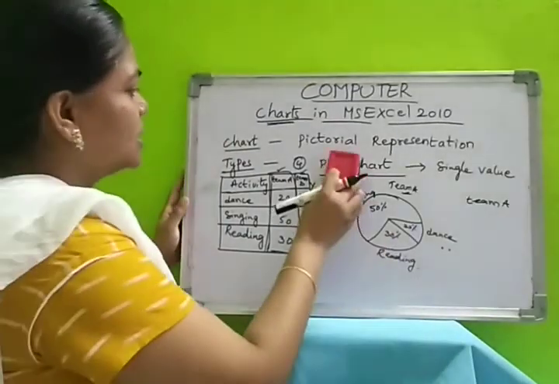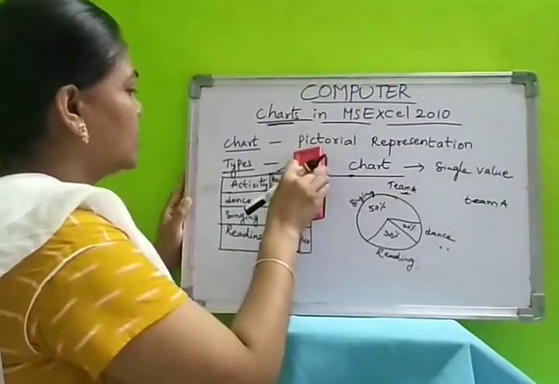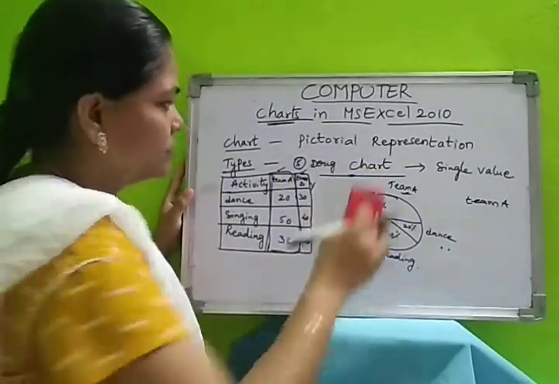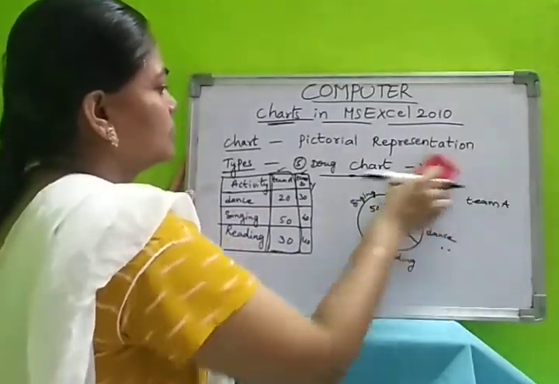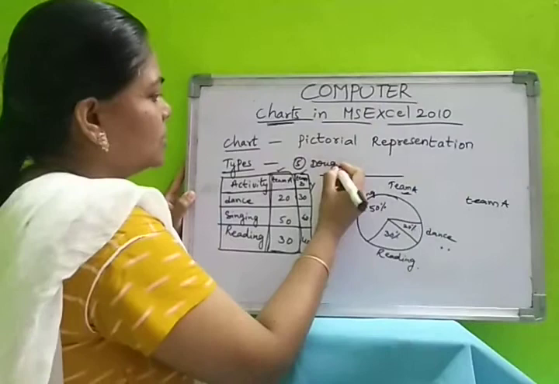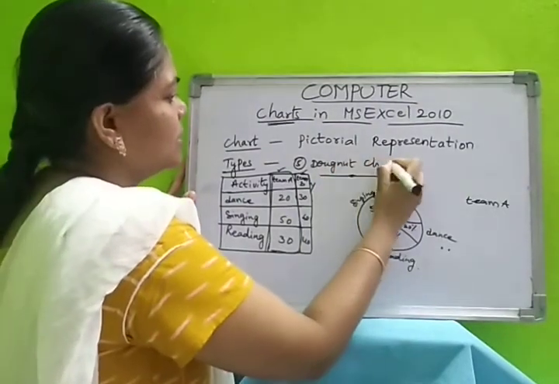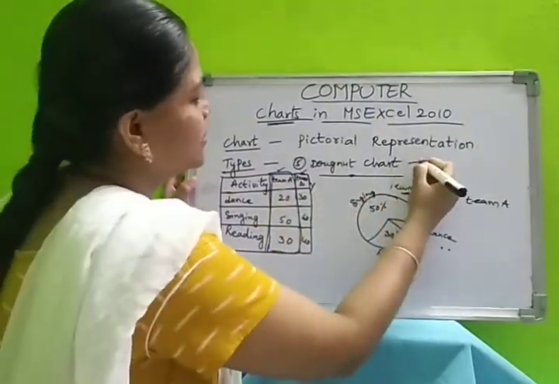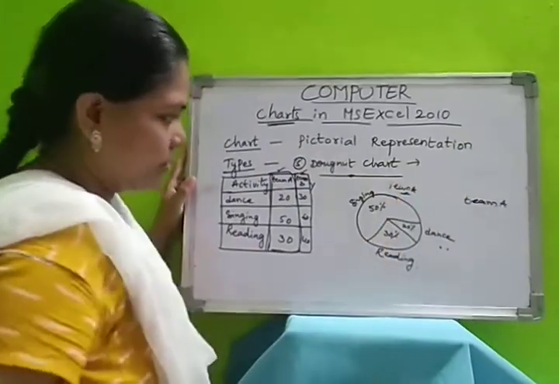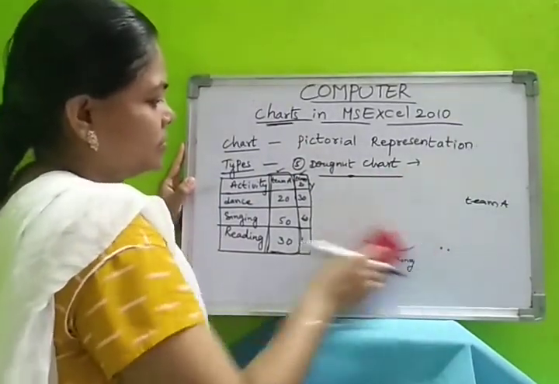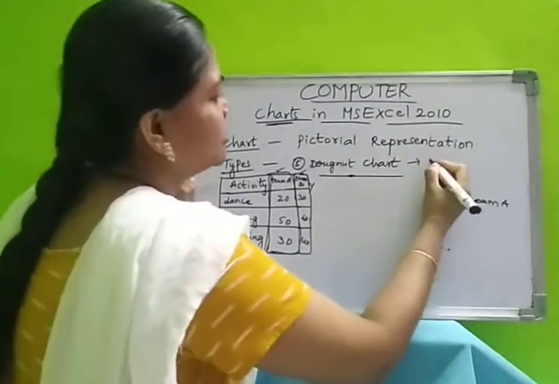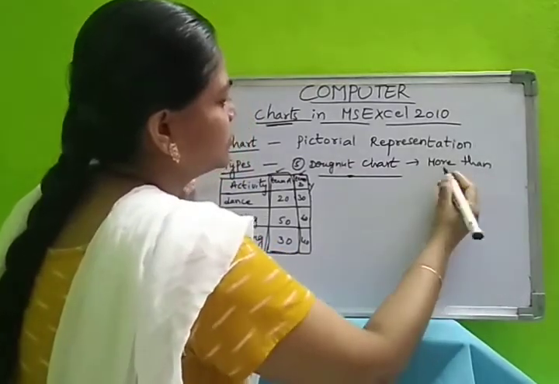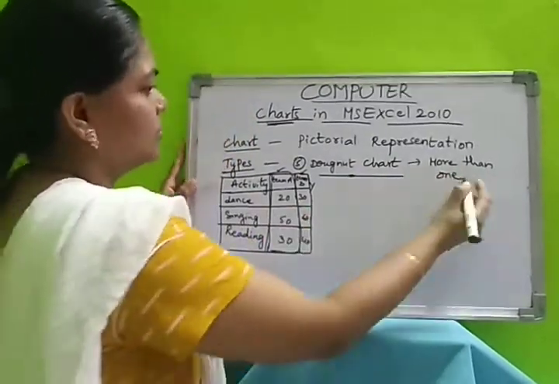Okay. Next is the donut chart. The fifth one is the donut chart. In this we can contain two or more values. So for team A and team B, for both it will draw the chart. Okay, so we will see that task. Donut chart: more than one value it can take.